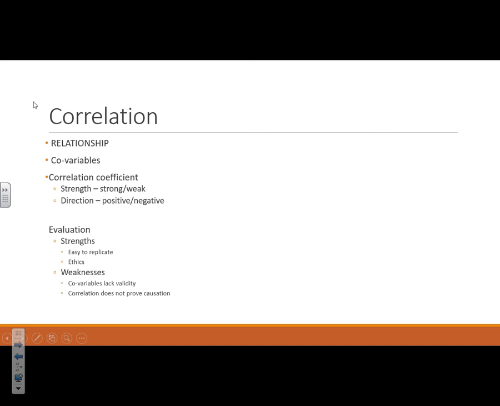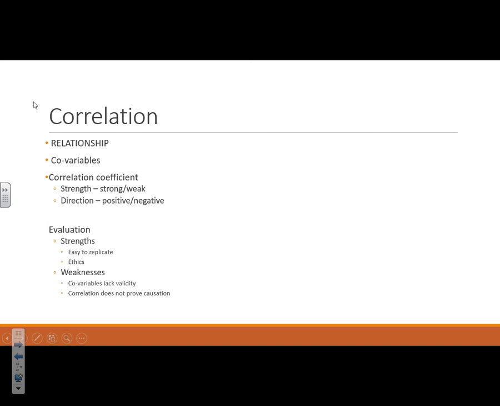And then evaluation points. So its strengths are they're very easy to replicate and repeat. Take the data, you do it again, and check the same information. And also they allow us to conduct research that wouldn't be ethical to do an experiment on. For example, we want to look at the correlation between heart disease and smoking. Well, you're not going to get 50 people and ask them not to smoke, and 50 people and tell them to take up smoking and see who develops heart disease first. You're going to conduct a correlation between the amount of cigarettes people smoke, and whether they develop heart disease or not.